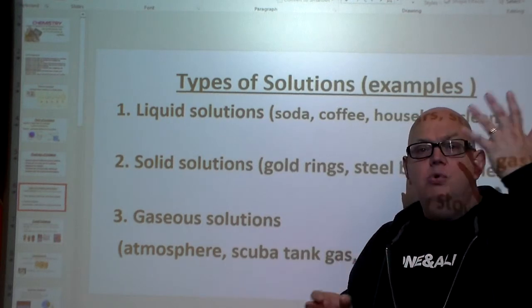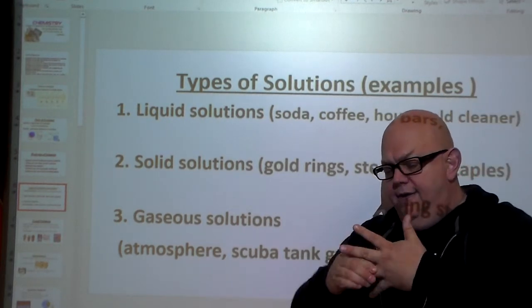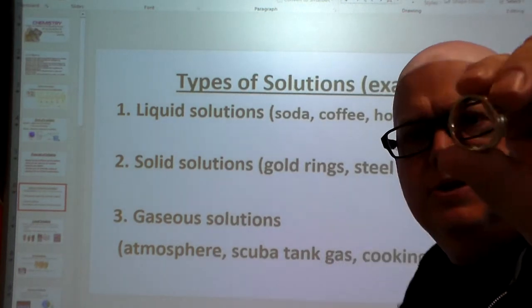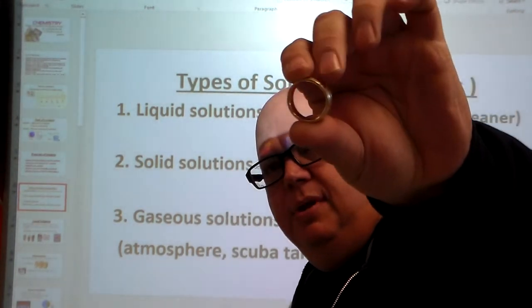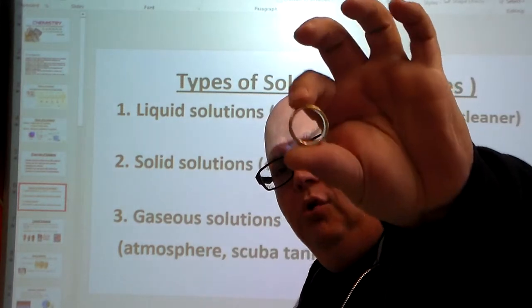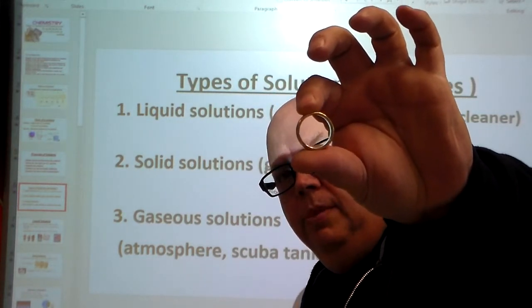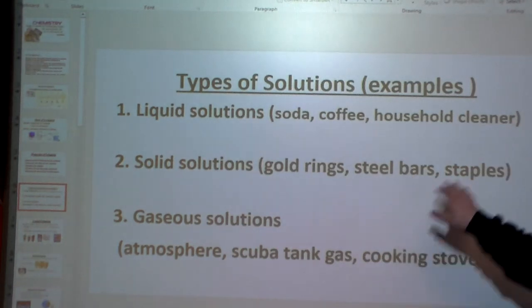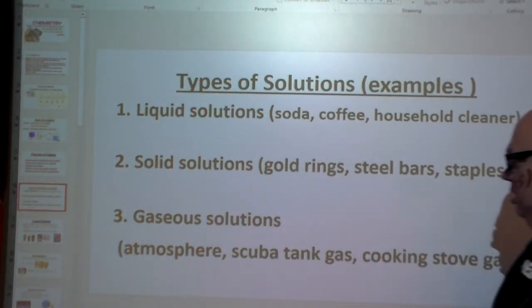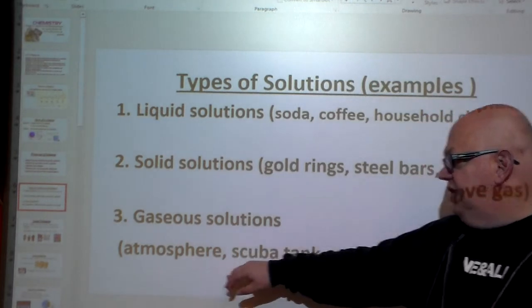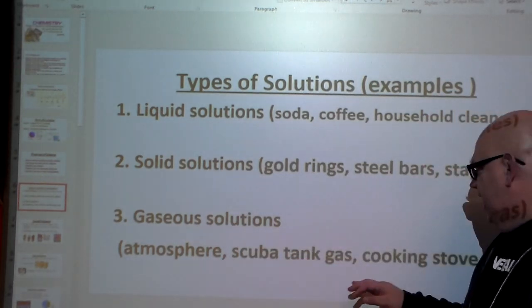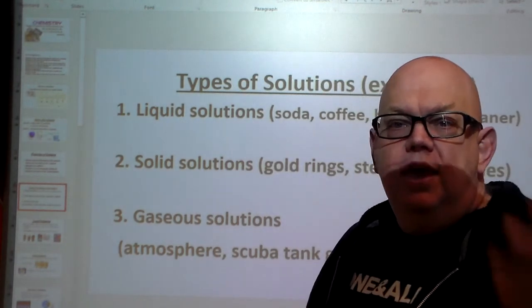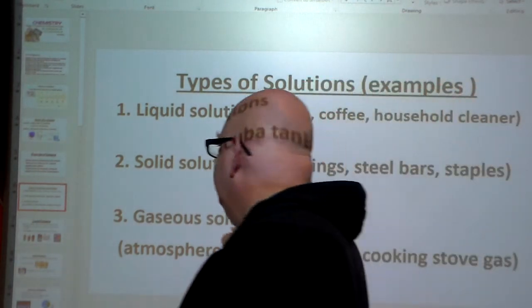It is uniform. Okay, if I take off my ring here for a second, and you look on the inside of it, I don't think you can see it, but it's yellow gold. It is 14 karat gold. This is a solution. It's a solid solution. Even staples are a solution. Gaseous solutions like atmosphere, scuba tank gas, cooking stove gas, all those are examples of gaseous solutions.